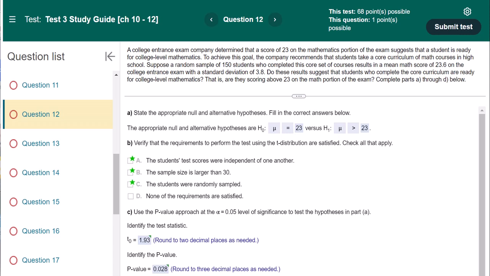So then the claim will be the mean is greater than 23, and the null hypothesis will be mean equals 23. Conditions of the test: the population is normally distributed or the sample size is more than 30, so we have a sample size more than 30. The students were randomly sampled, and the students' test scores are independent of each other.